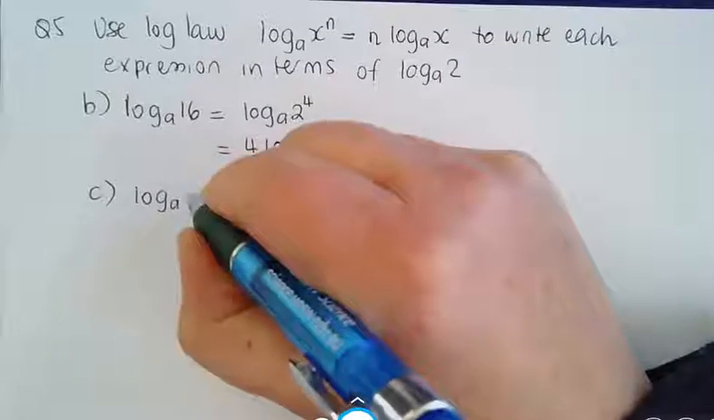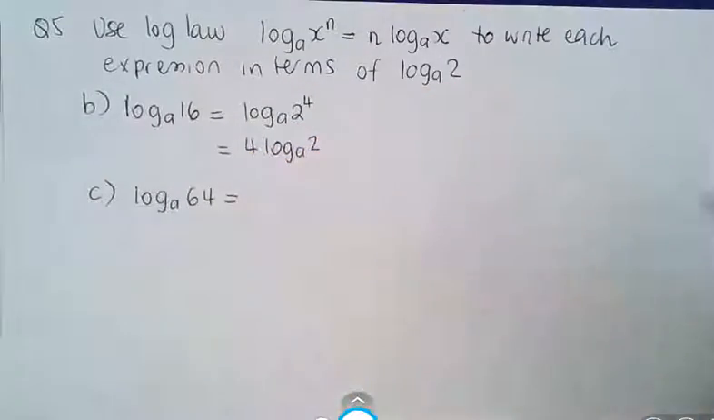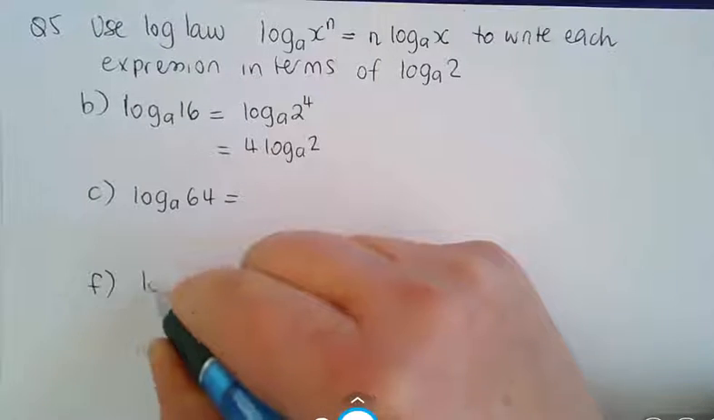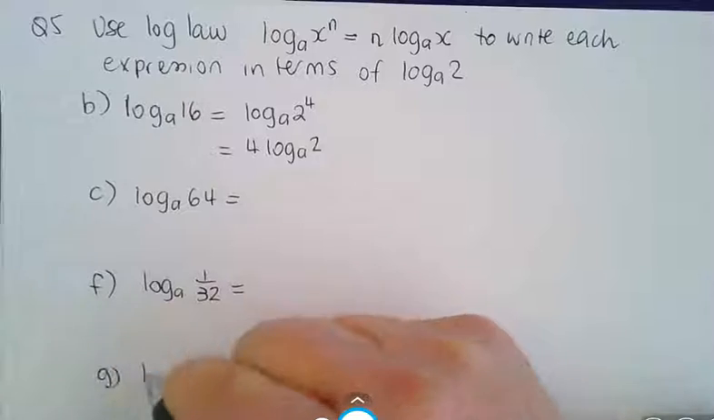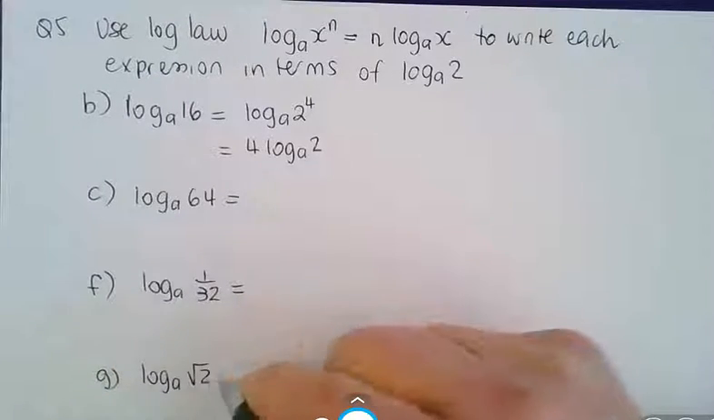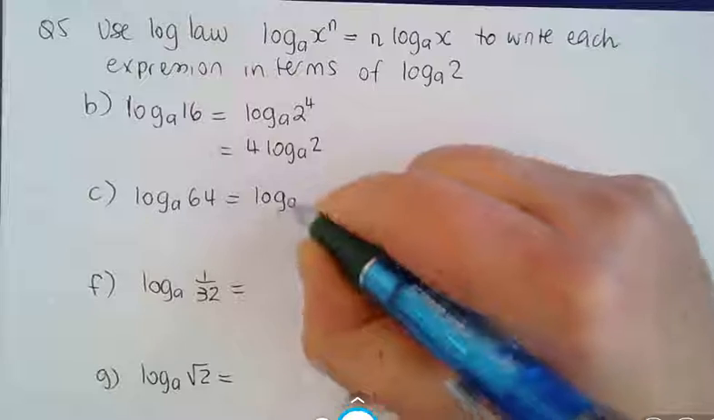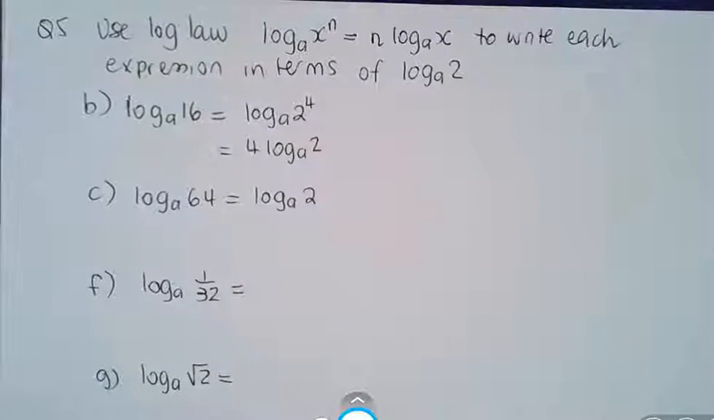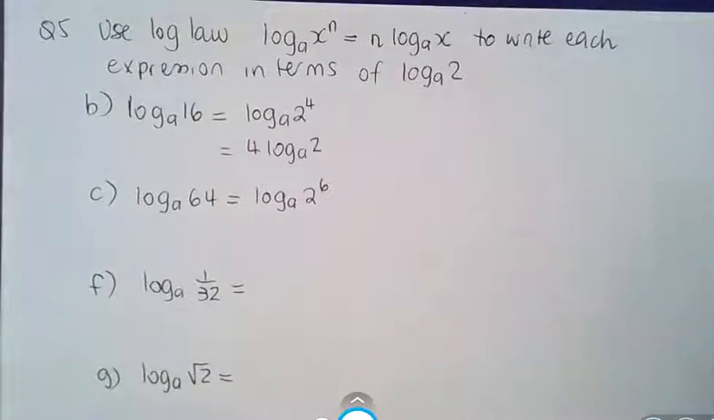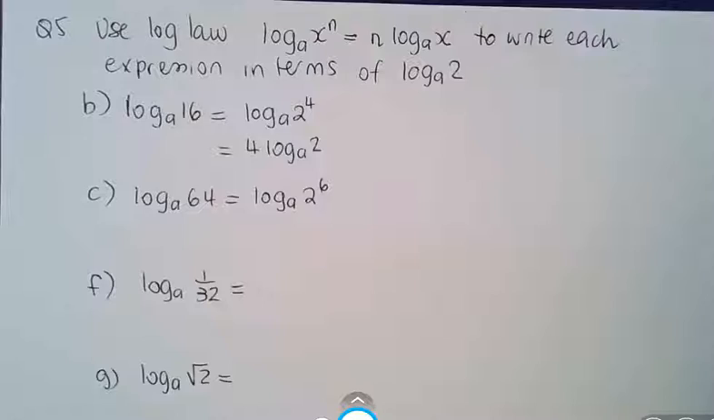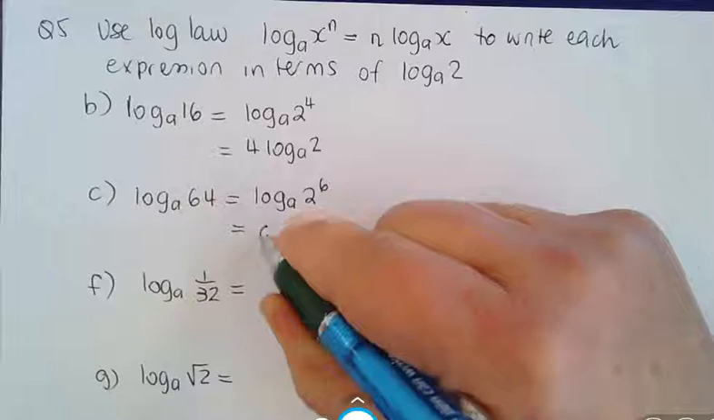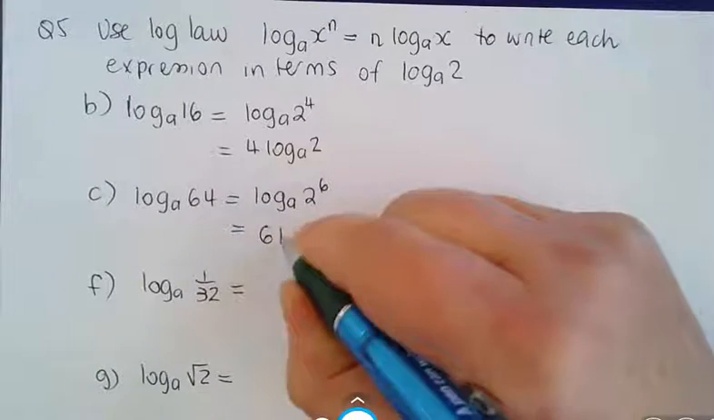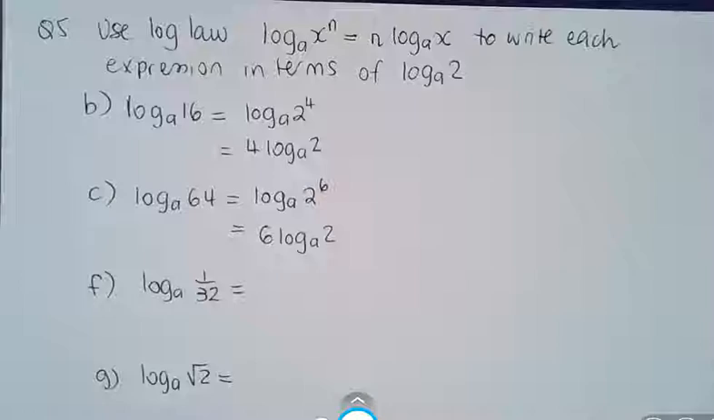Log to the base a of 64. Log to the base a of 1 over 32. And log to the base a of root 2. We're just doing those ones. So that's log to the base a of, now 64 is 2 to the power of, oh no, 2 to the power of 5 is 32. It must be 2 to the power of 6. You can just check on your calc. 2 to the power of 6. So what do I do with the 6? It comes to the front. The power 6 times log to the base a of 2.